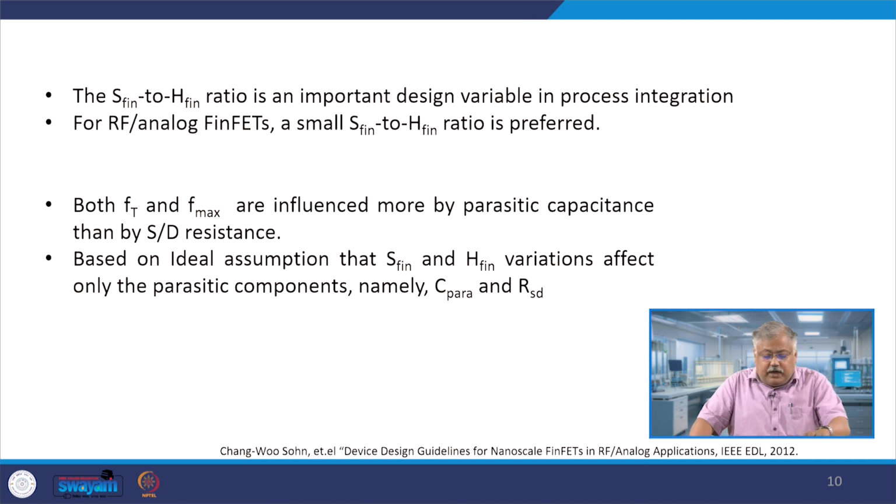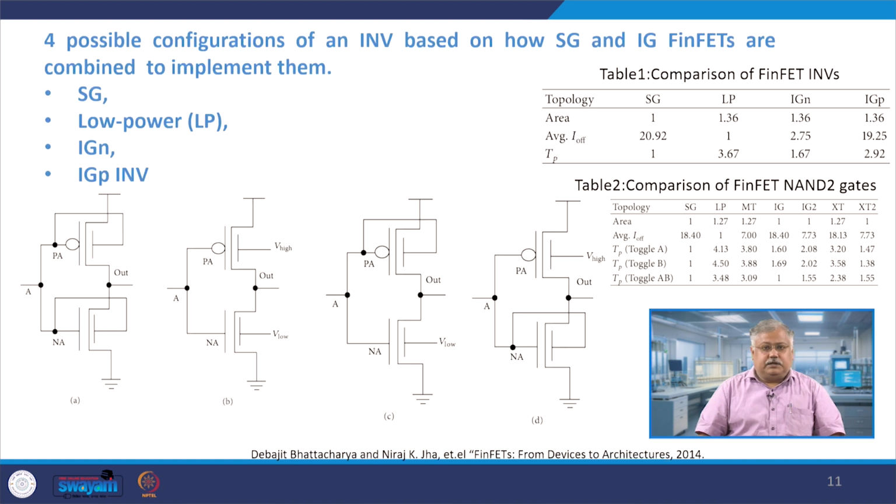As I discussed with you already, I am reiterating the fact that a small S-fin to H-fin ratio is a sort of preferred design. Both FT and Fmax, as I discussed with you, are influenced more by the parasitic capacitances than by source drain resistances.